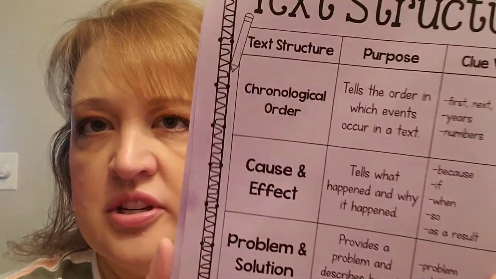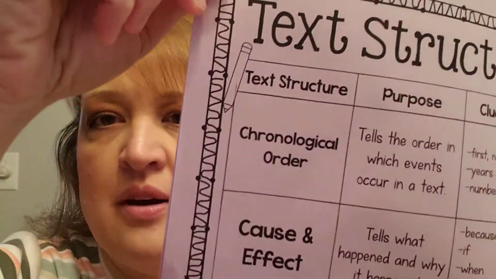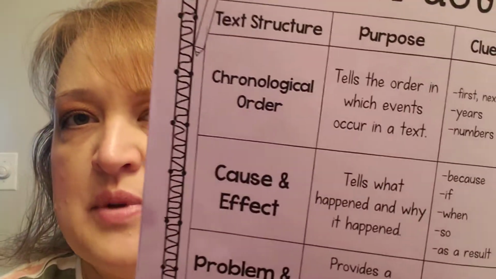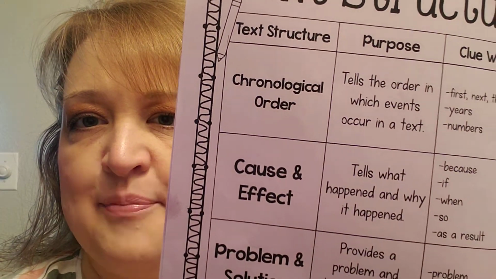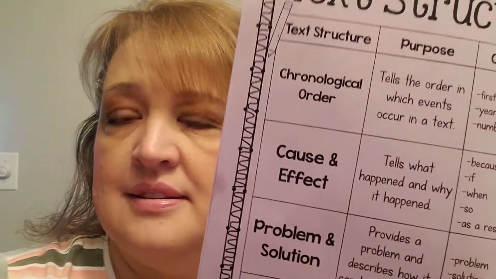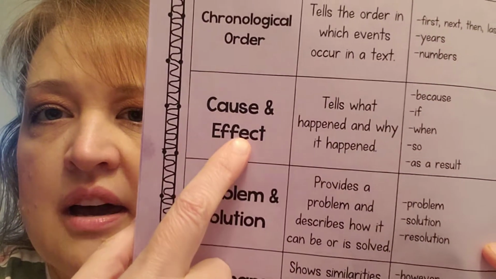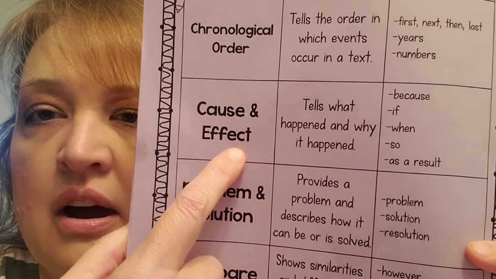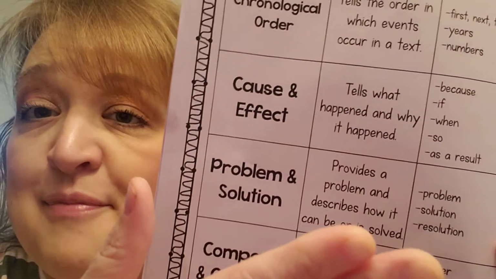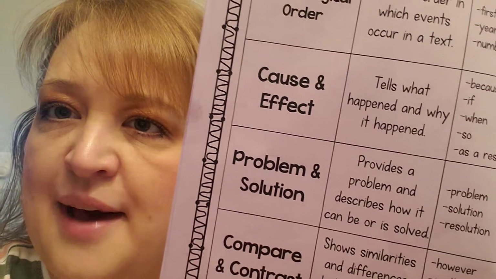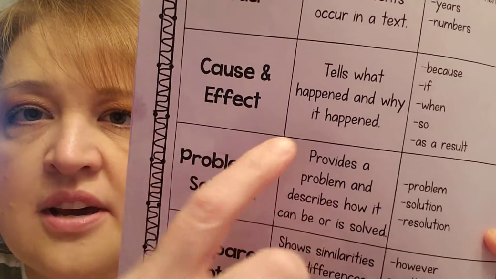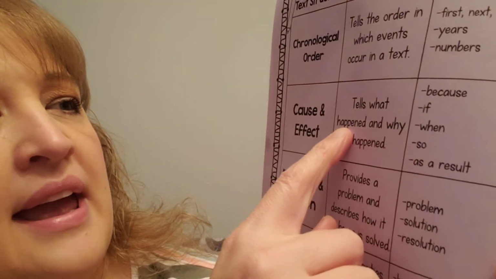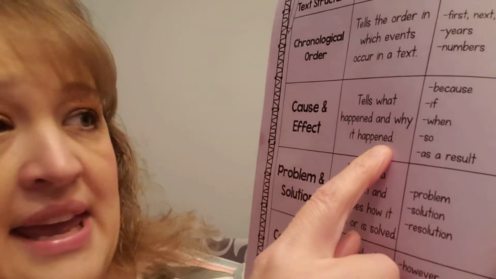Good morning. All right, today we are going to focus on text structure. We've talked about chronological order, and remember, chronological order is order that happens in time, in sequence. Today we're going to talk about cause and effect. Cause and effect is something that happens, and then something else happens because of that. So it tells why or what happened and why it happened.